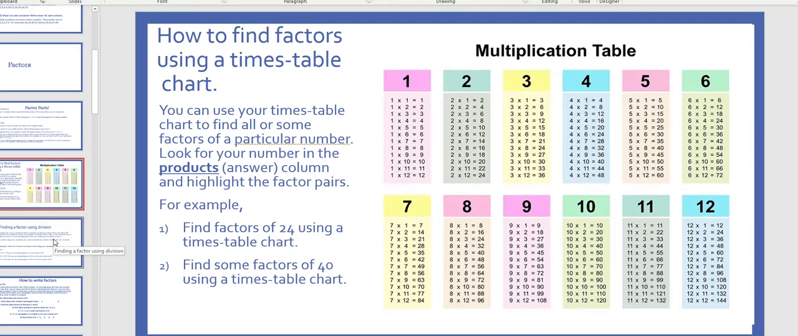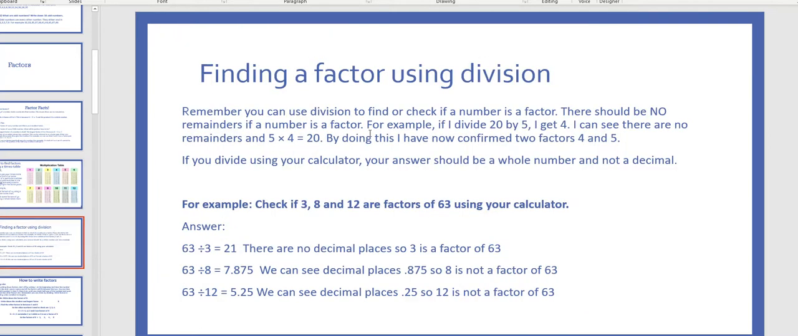You can find a factor using division, okay? Using your algorithm, so just writing up a division calculation. Or if you have a calculator, use your calculator as a tool. When you enter it into your calculator, you shouldn't see any decimals, okay? So look at this example. 63 divided by 3, I got 21, which tells me 3 is a factor of 63. I've got a whole number. But here, if I go 63 divided by 8, look what I've got, 7.875, which is telling me, no, 8 is not a factor of 63. Okay, so we can use our calculators as well.